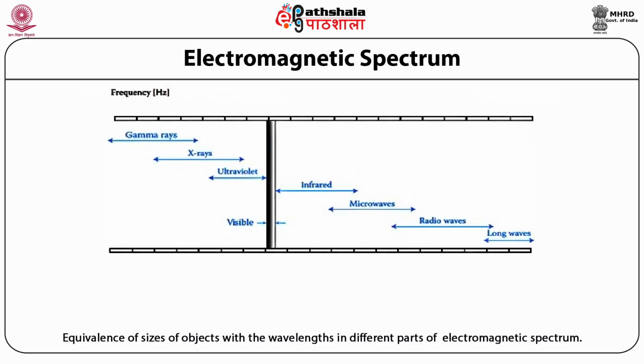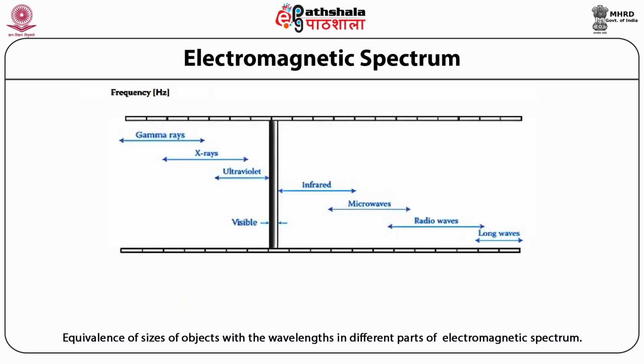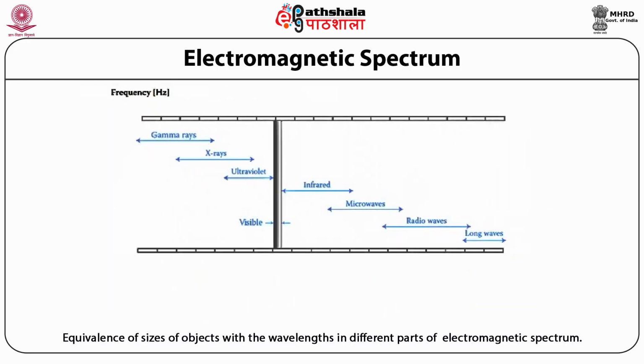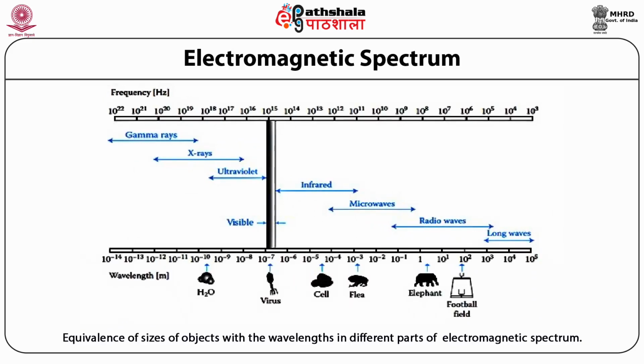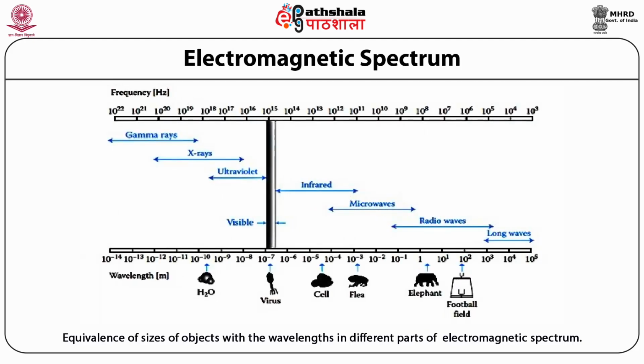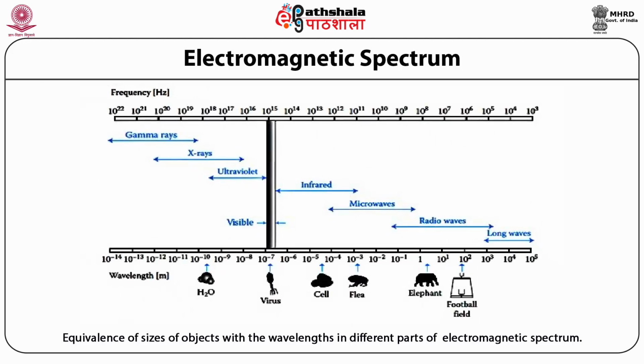This figure shows the electromagnetic spectrum, where the frequency varies from 10 to the power 3 to 10 to the power 22 Hertz, and below the axis the wavelength is shown in meters. All these frequency ranges show the different waves, that is long waves, radio waves, microwaves, infrared waves, ultraviolet waves, X-rays and gamma rays.